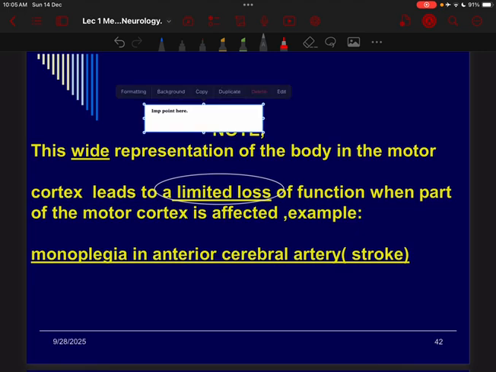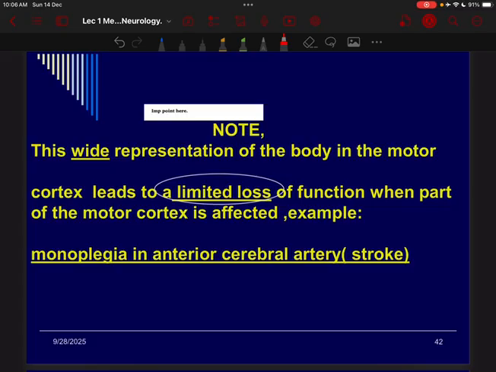Because of the wide representation of the body in that motor cortex, any lesion in the motor cortex will give us a limited loss of function, motor function. For example, will give us weakness on the opposite side, but it is limited. For example, monoplegia, one limb is only affected, upper or lower.